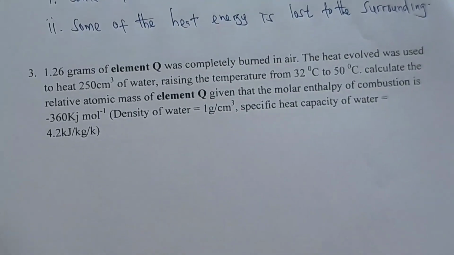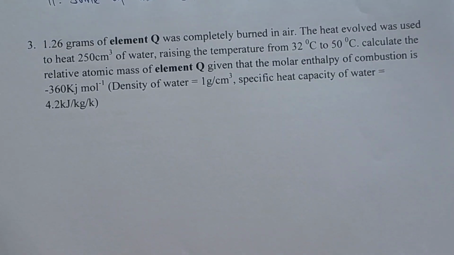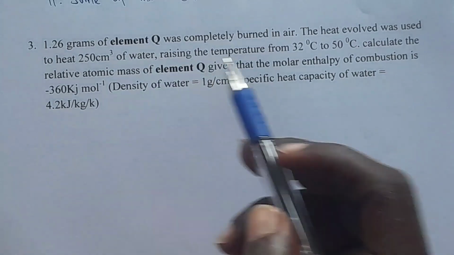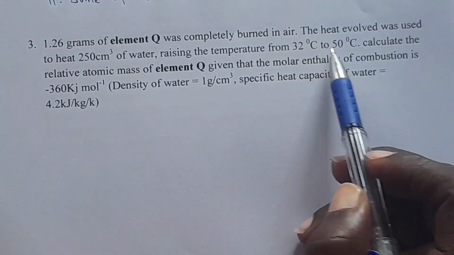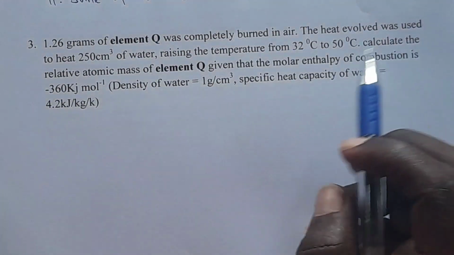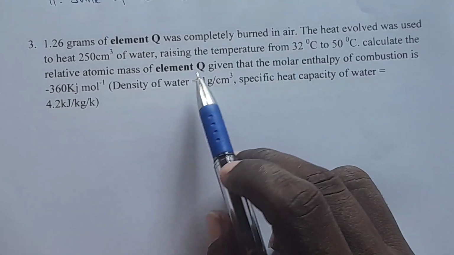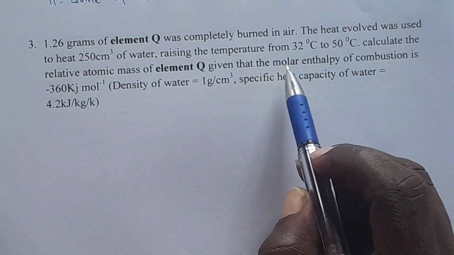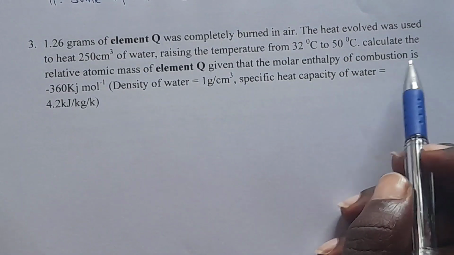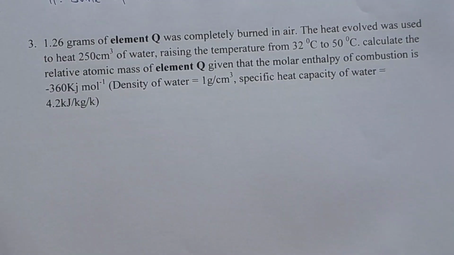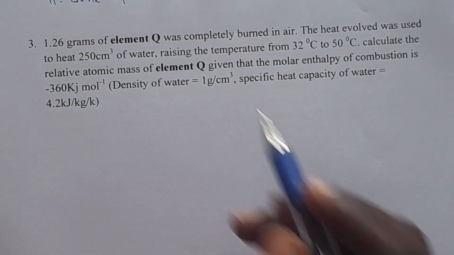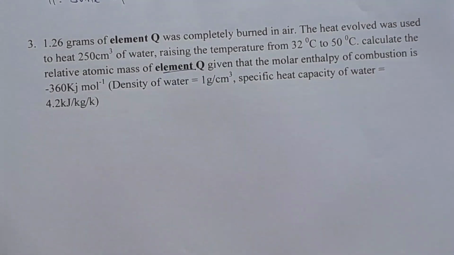In example 3, we are told 1.26 grams of element Q was completely burned in oxygen or in air. The heat evolved was used to heat 250 centimeter cube of water, raising the temperature from 32 degrees Celsius to 50 degrees Celsius. Calculate the relative atomic mass of element Q, given that the molar enthalpy of combustion is negative 360 kilojoules per mole. So here we are supposed to get the relative atomic mass of this element Q.